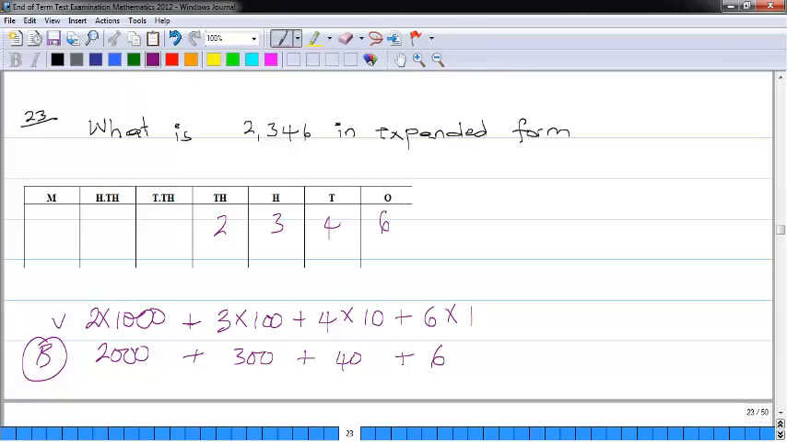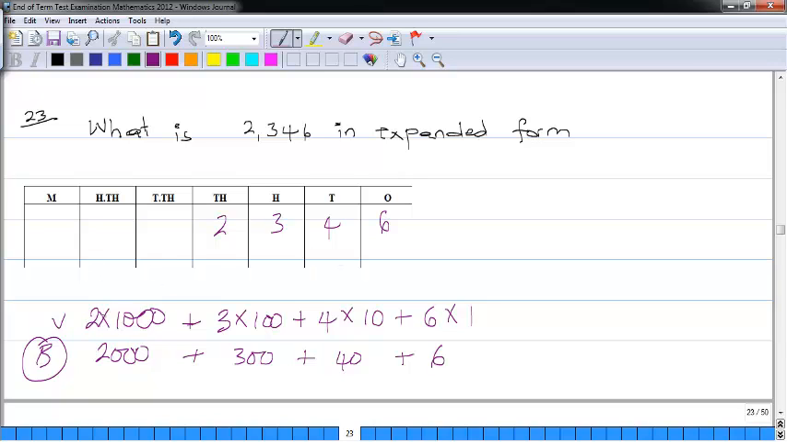Number 23 says, what is 2346 in expanded form? So we write our number in our place value grid here, writing from right to left so that we observe the columns. We have 6 in the units column, 4 in the tens column, 3 in the hundreds column, and 2 in the thousands column. So we could set that out like this.